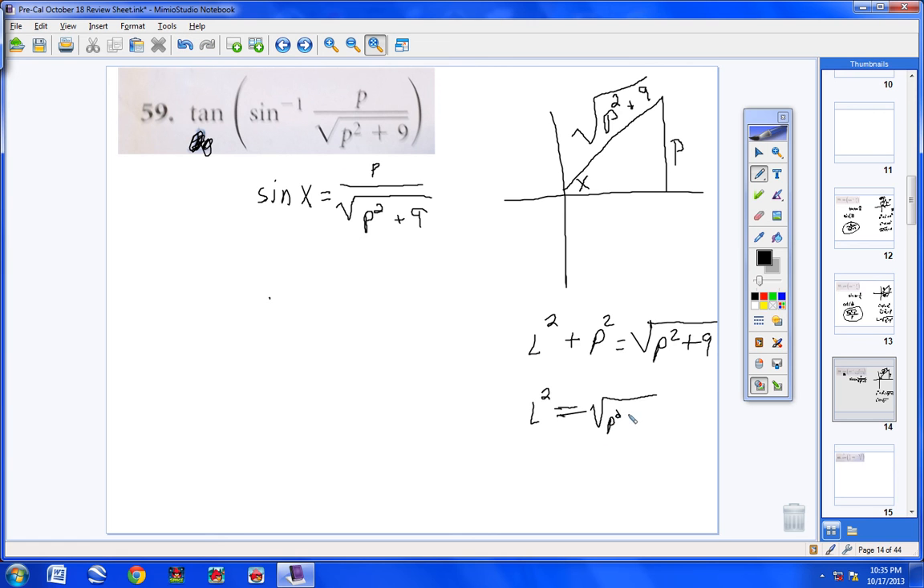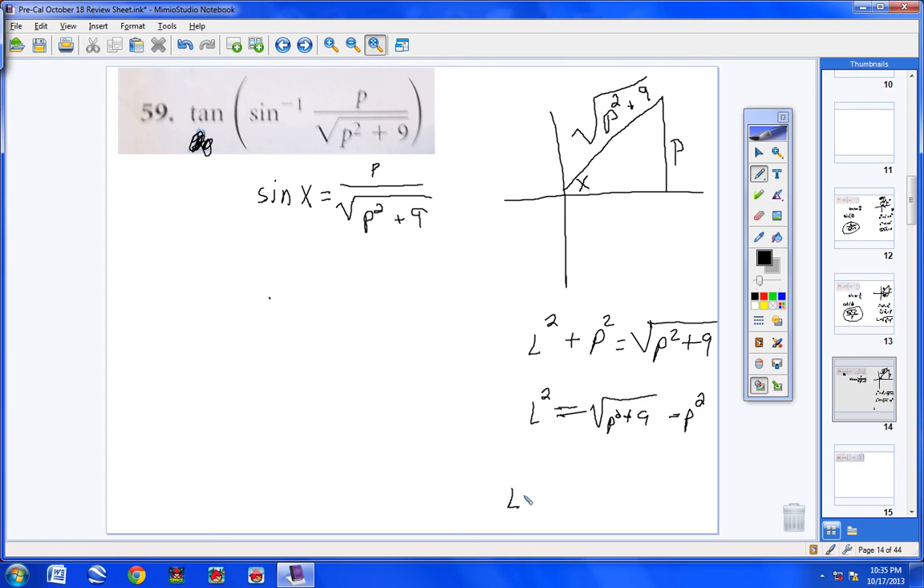squared plus 9, and then bring your P squared over, minus P squared. Notice the negative P squared is not under the radical. It's not under the square root. And now take the square root of both sides, which is really weird, but that's okay.